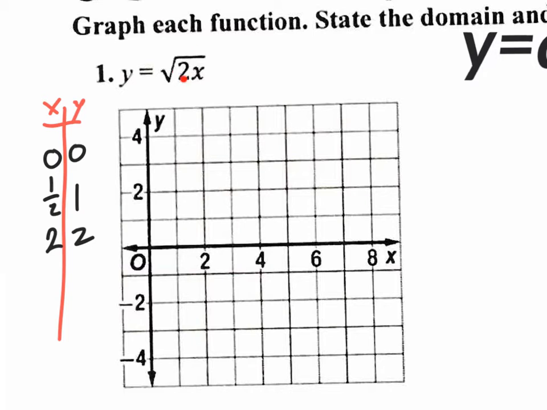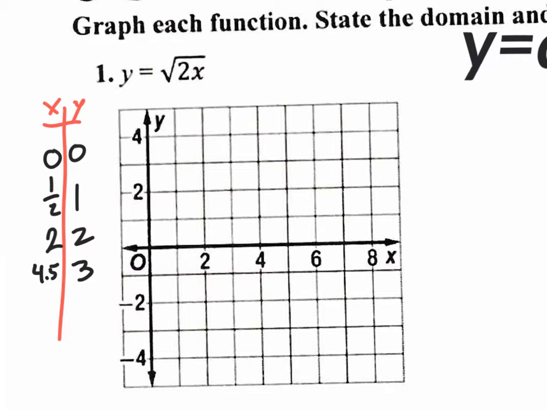What other perfect square number would be nice to end up with right here? A 9 would be nice. How could we change this 2x to become a 9 if this x was a what? 4.5, 4.5. So let's put 4.5 right here as the input, and 4.5 times that 2 will give us 9, and the square root of 9 is 3.